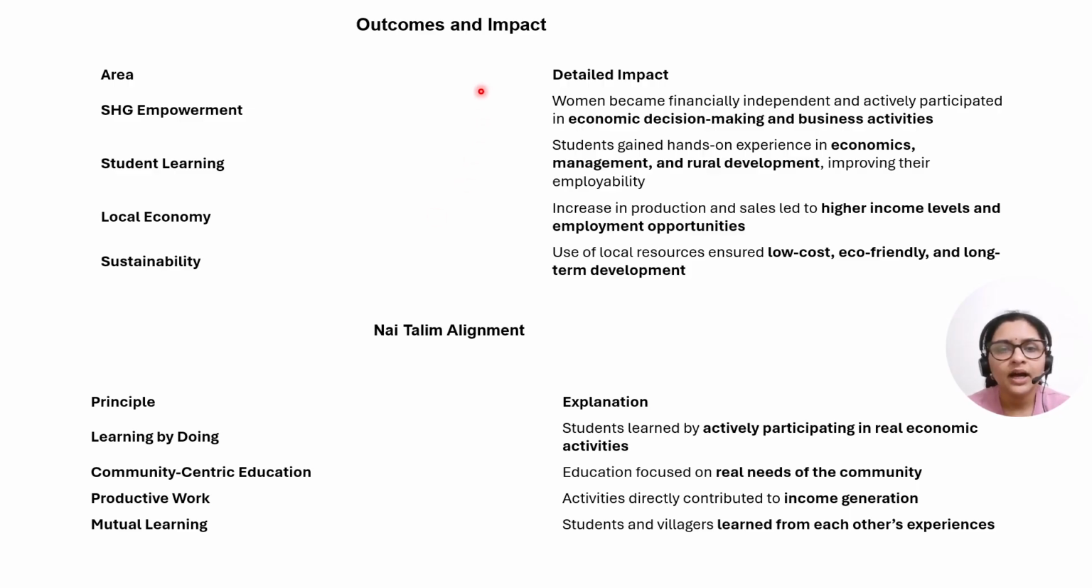So this is the outcome and impact table. So what are the areas? SHG empowerment, student learning, local economy and sustainability. So this is the impact that has been created. Then how is it aligned to Nayi Talim principles? So these are the principles, that is learning by doing, community centered education, productive work and mutual learning.